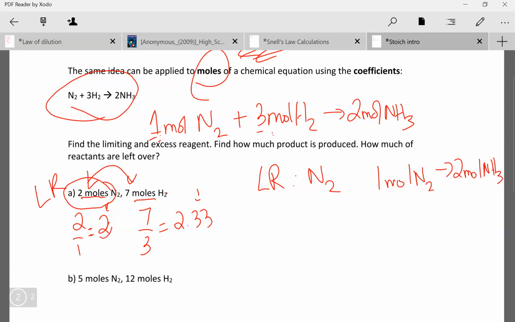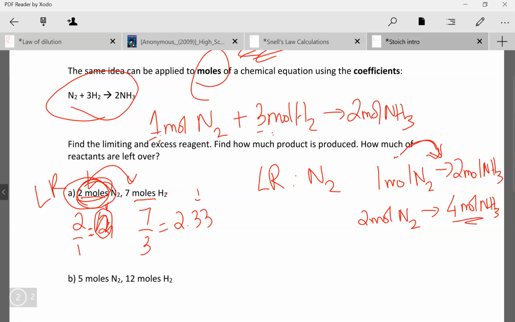So we have here 2 moles of nitrogen. So that will produce 4 moles of NH3. Essentially because this is doubled, this also has to be doubled. You can basically think of it that way. 1 times 2 gives 2, 2 times 2 gives 4. And this is 4 moles of ammonia.